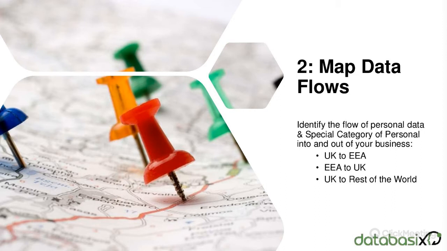example, and map where data goes from the UK to the European Economic Area, that includes Norway and Liechtenstein. Then map any data that comes from the European Economic Area to you. So do you have European customers or clients that send you data? Or do you have an office in Europe where there is data that is regularly transferred from Europe to the UK? And then think about UK to the rest of the world. So that's what you want to be mapping.